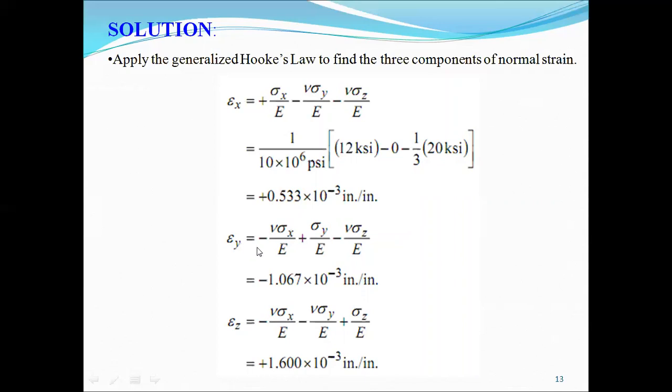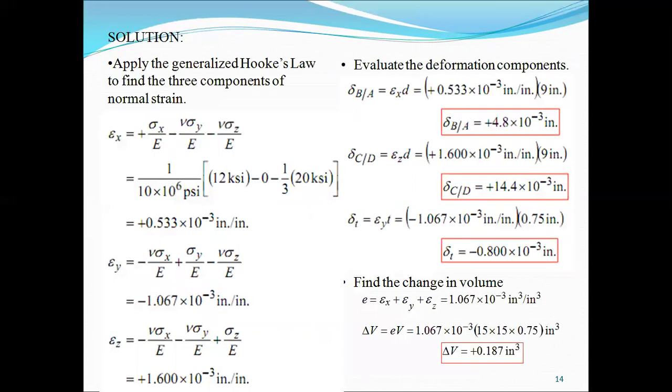For epsilon y, we have the analytical model with mu, sigma x, sigma y, sigma z, and E, where sigma y is 0. After plugging in, epsilon y is minus 1.067 times 10 to the power minus 3 inch per inch. And lastly, epsilon z, we have the analytical model. After putting in all the values, epsilon z is equal to plus 1.6 times 10 to the power minus 3 inch per inch. So we have calculated the strain in all three directions.